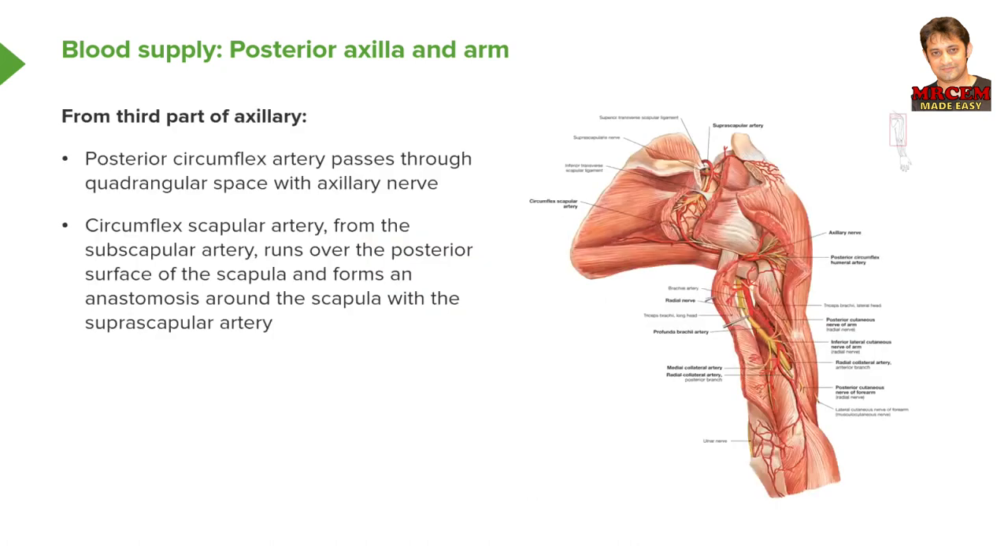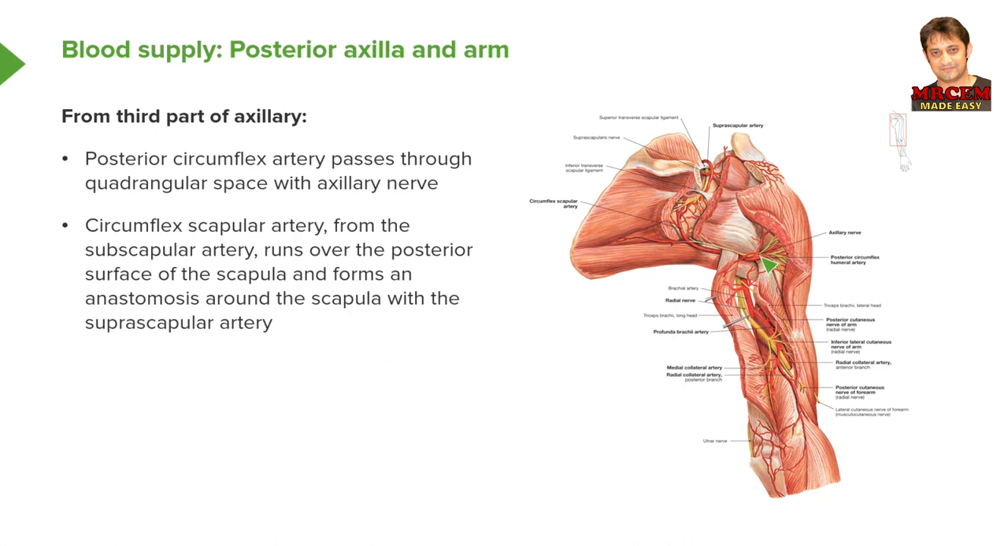So we can see that the blood supply to this region is going to be from the third part of the axillary artery. We have the posterior circumflex artery. Remember, this one is passing through the quadrangular space. Here we have the quadrangular space. Remember the boundaries of the quadrangular space.